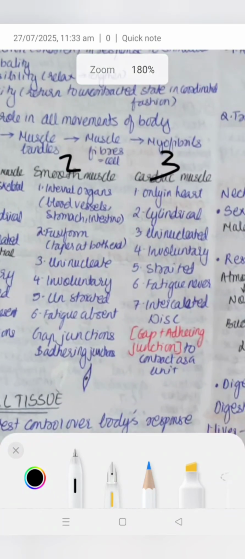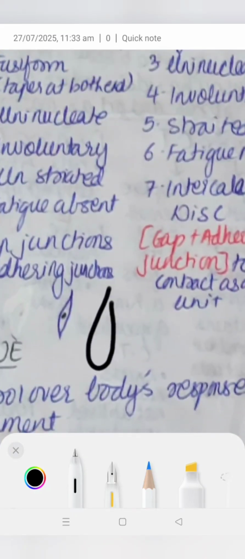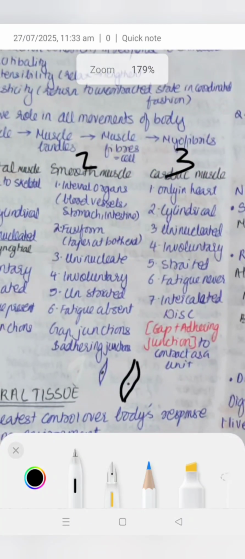Smooth muscles are involuntary, unstriated and uninucleated. They are present in the internal organs, that is blood vessels, stomach and intestine. They are fusiform, tapering at both ends, uninucleate, involuntary, unstriated, fatigue absent, and gap junctions and adhering junctions are present, which are absent in skeletal muscles.